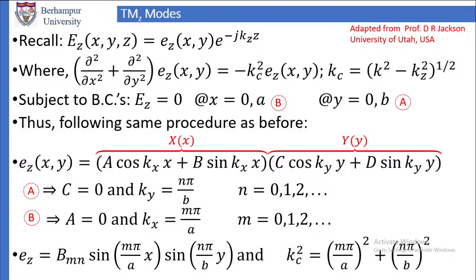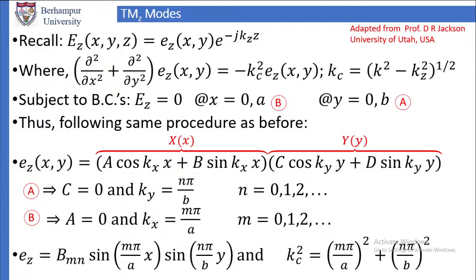Boundary condition here is simple. A Dirichlet boundary condition. The field is equal to 0 on the boundary. So Ez is equal to 0 at x is equal to 0 and a, and at y is equal to 0 and b. These are the points where it will be 0. Then we will follow the same procedure as in the previous case. That will give us Ez is equal to X into Y. X will be A cos kxx plus B sin kxx, and Y will be C cos kyy plus D sin kyy. Then A, B, C, D are constants. We have to find A, B, C, D using boundary conditions.